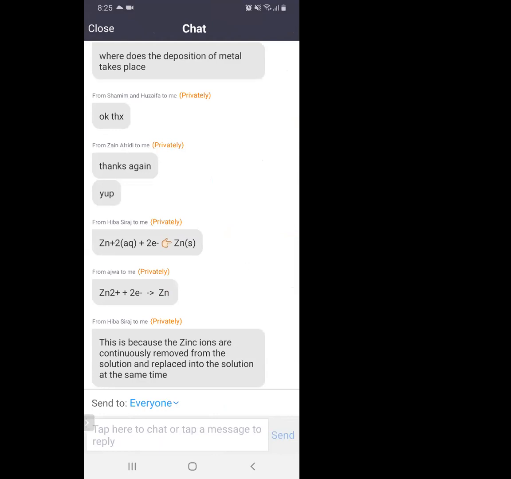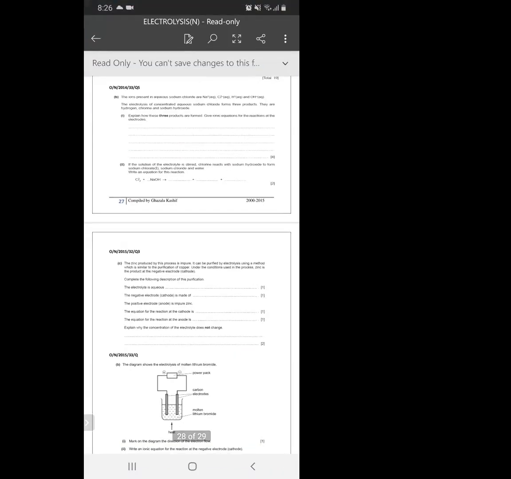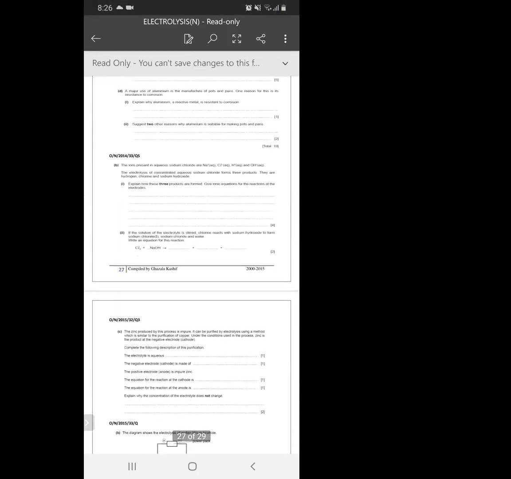Write down that the rate at which the zinc ions are being removed is equal to the rate of the ions being added due to oxidation at the anode. So when you equalize the rates, you will be better explaining why the concentration stays the same. If you write it that way, it would be better. But yes, your answer is correct. Okay, let's move on to this question.